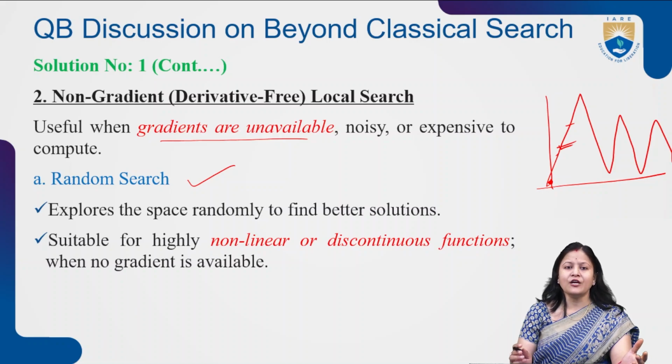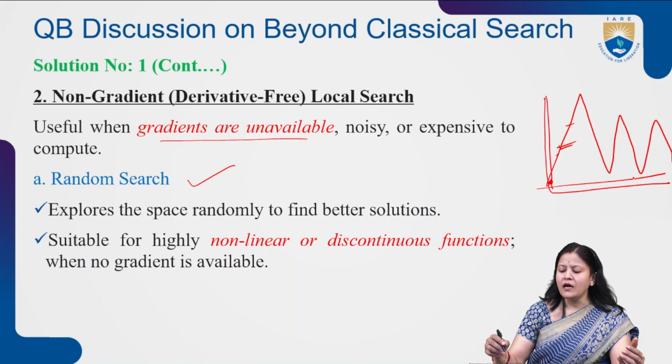So it's a very simple statement. That means if the slope is not available and the space is discontinuous, meaning it is not differentiable and non-linear, a non-linear type of space where many hills or humps or levels are there, in that case we cannot go for the gradient based method. We can go for random search.